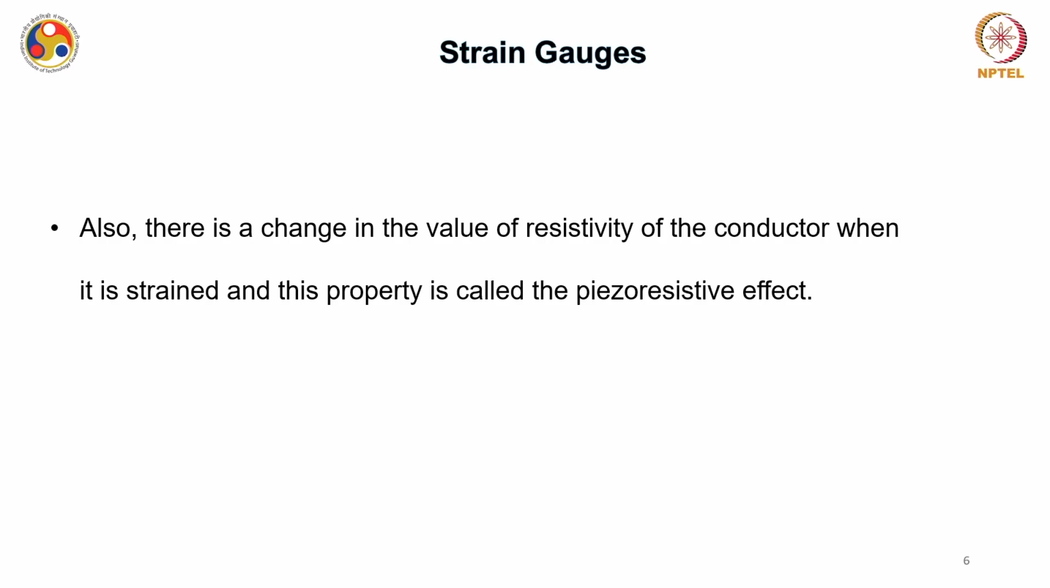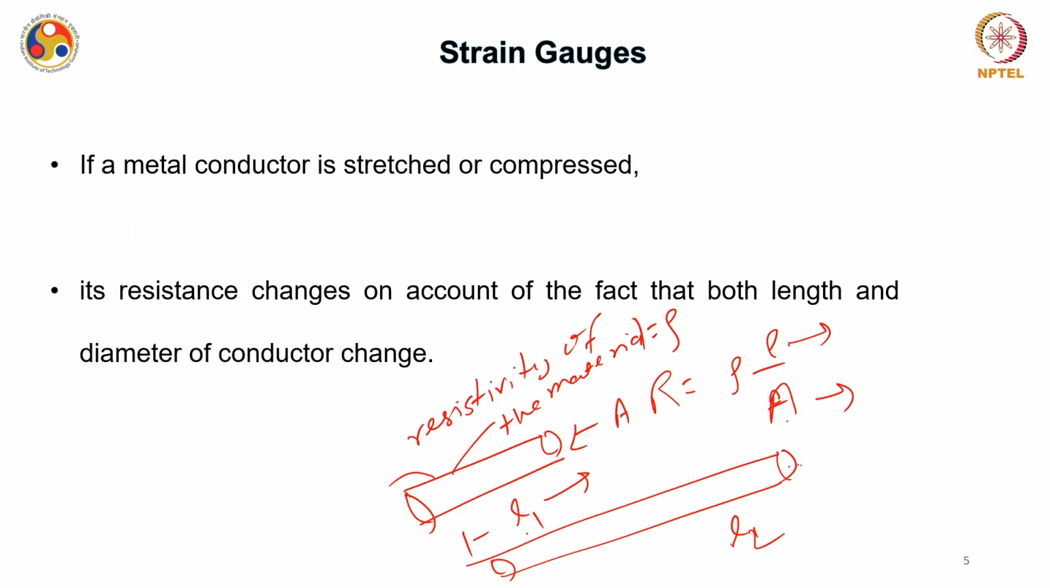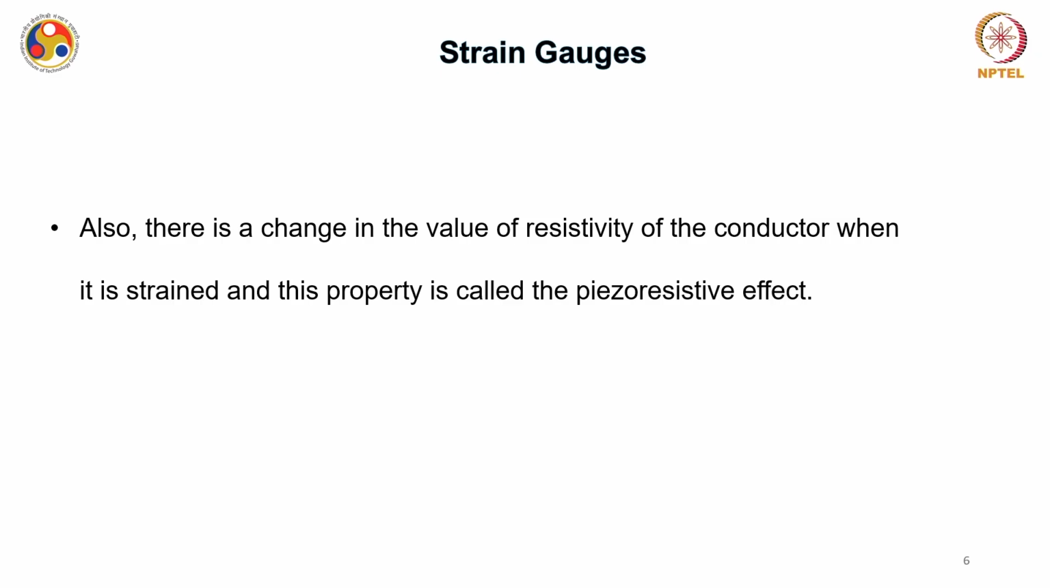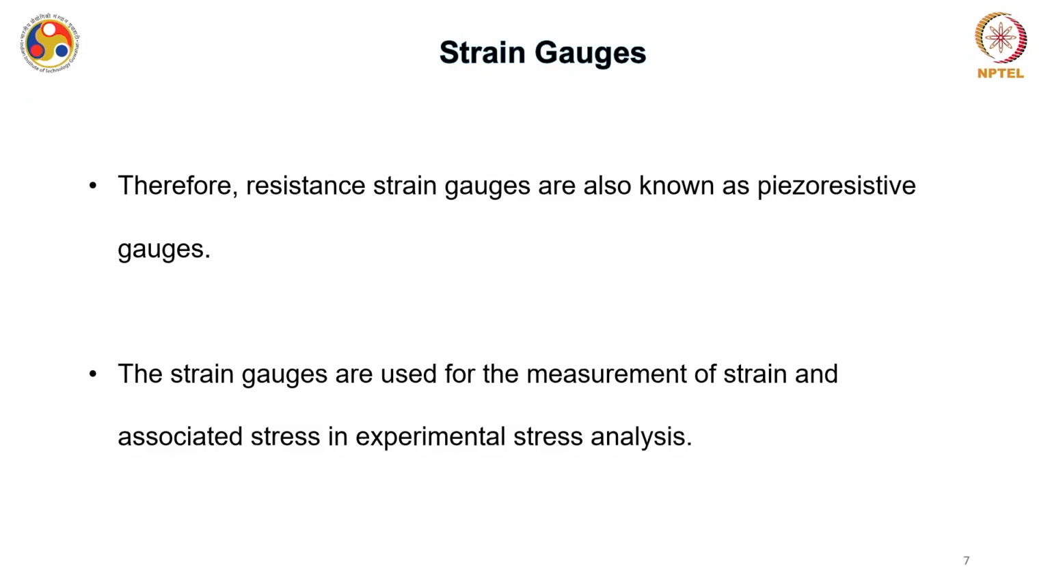Okay. Please note that there is also a change in the value of resistivity of the conductor when it is strained, and this property is known as the piezoresistive effect. So if it was only the effect of L and A in the case of this resistance, it was a phenomenon occurring in all kinds of materials. But when you have change in the value of resistivity also, means that this material is behaving as a piezoresistive material. Okay. So therefore the resistance strain gauges are also known as piezoresistive gauges. So whatever strain gauge we are discussing right now are a kind of piezoresistive gauge or say resistive strain gauges.